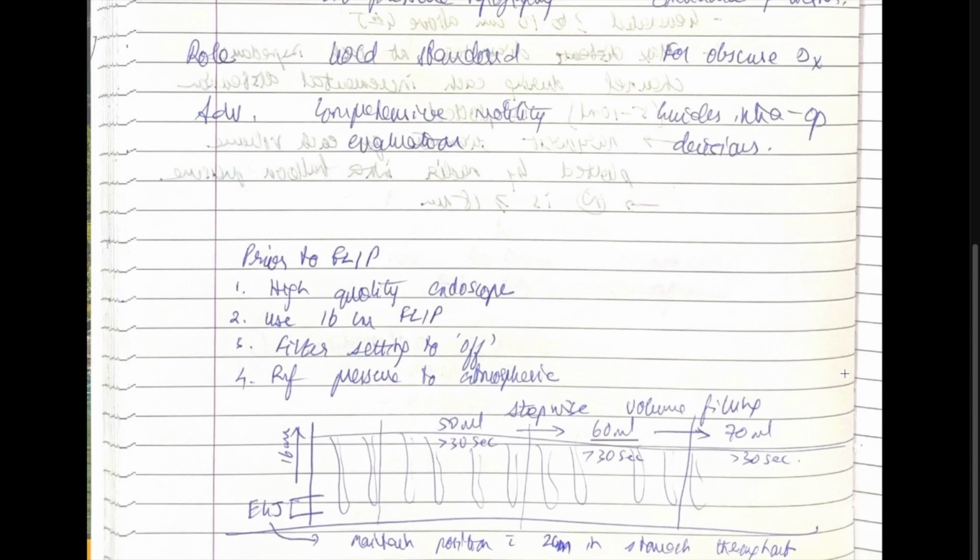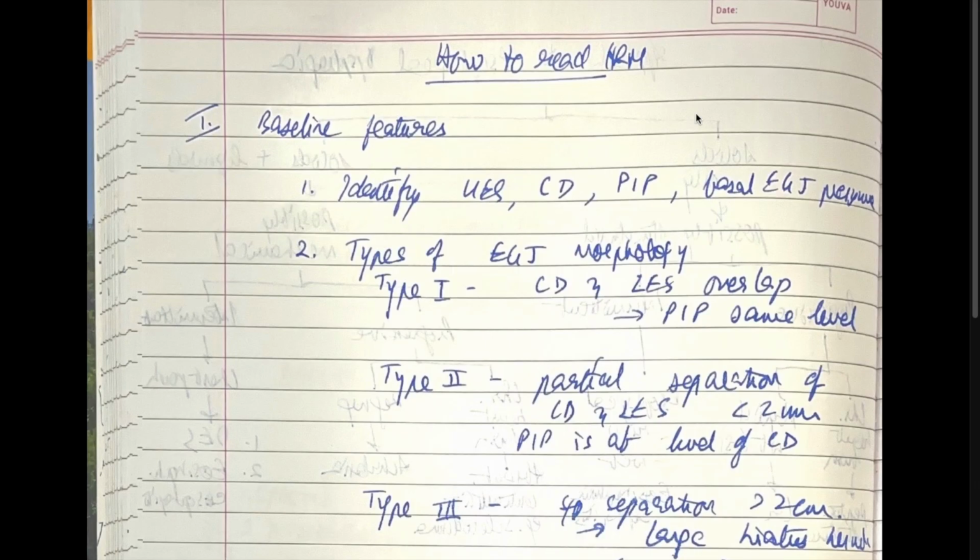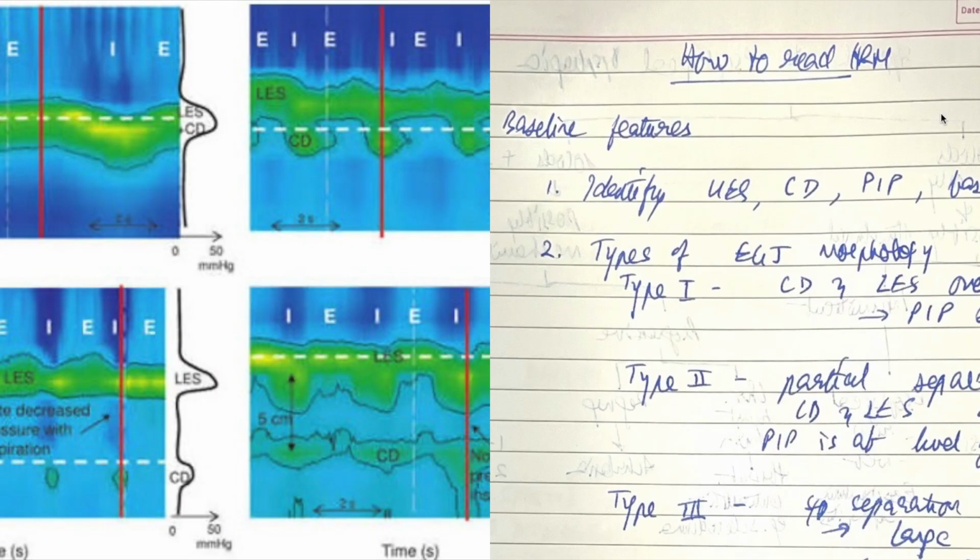Prior to a flip, you should have a high quality endoscope, use 16 centimeter flip, filter the setting to off mode, and the reference pressure should be set at atmospheric. So this is how it appears. You first give the 50 ml balloon, then you stepwise increase it at 30-second intervals to 60 and then to 70 mm balloon.